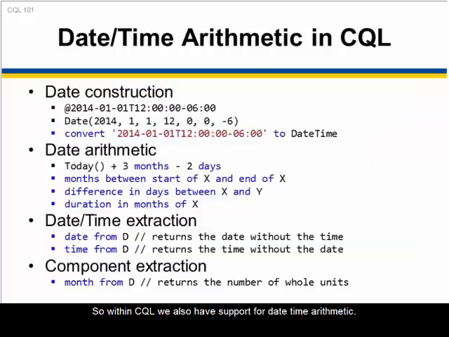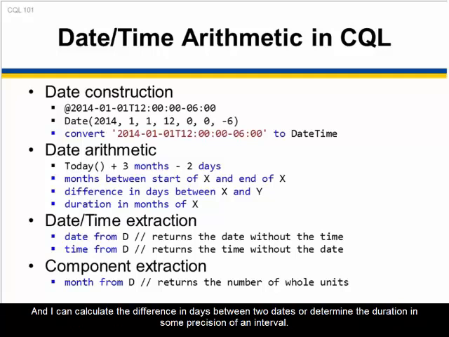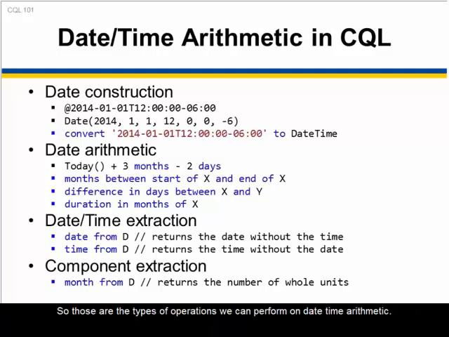So within CQL, we also have support for date-time arithmetic. So I can construct dates. I can convert them from strings. I can do any kinds of manipulations on those values. I can do today plus 3 months minus 2 days, for example. And I can calculate the difference in days between 2 dates or determine the duration in some precision of an interval. So those are the types of operations we can perform on date-time arithmetic.